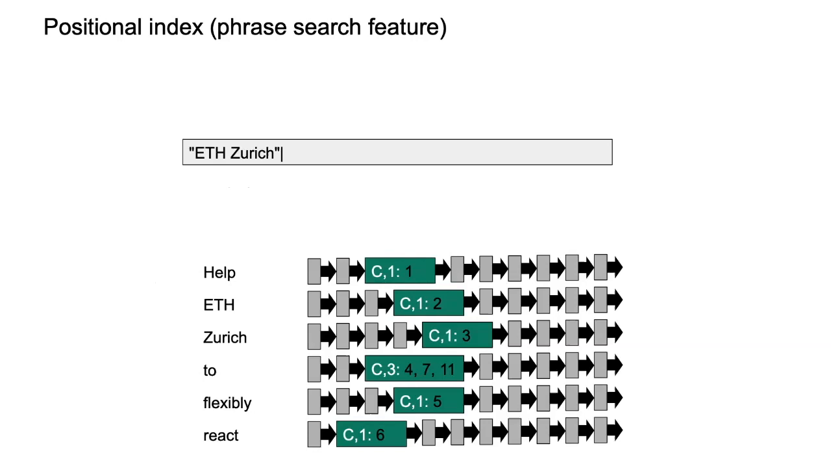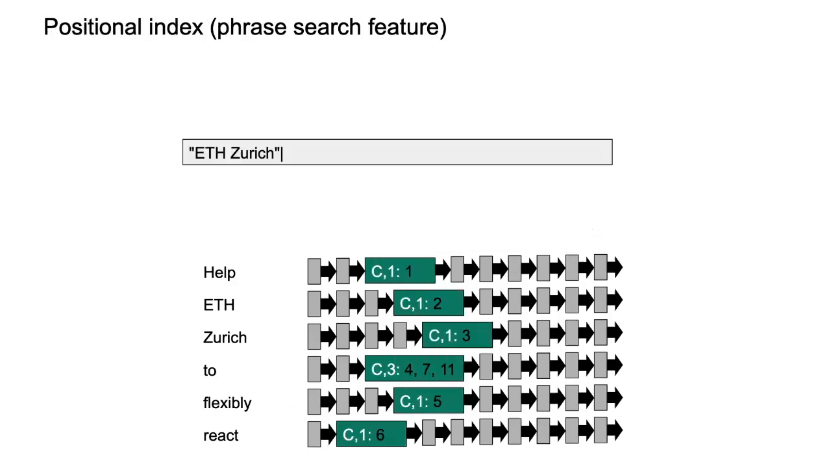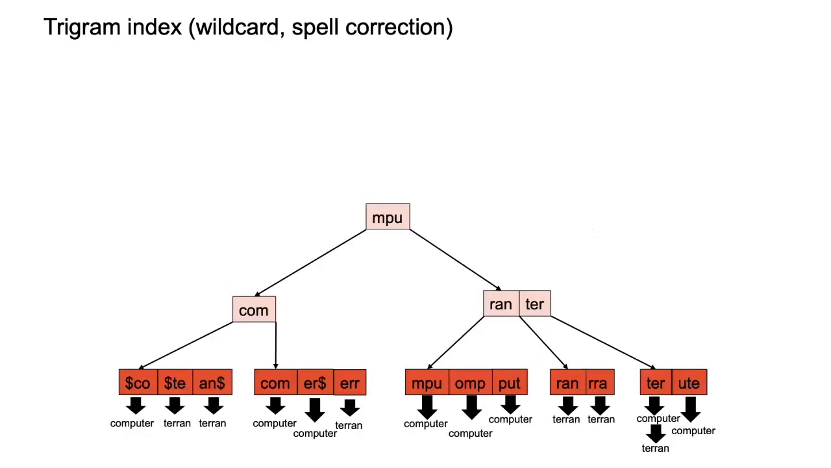So it's no longer a set of postings. Now it's a list of postings, because we do care about the order. And these are two different extensions, and they both allow you to support phrase search, right? In different ways and with their advantages and drawbacks.